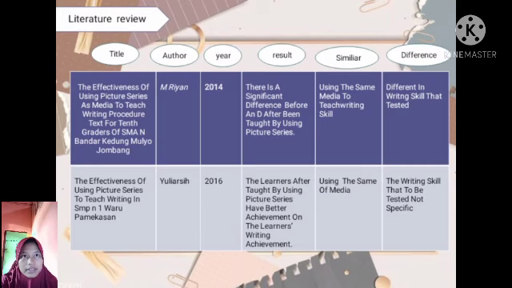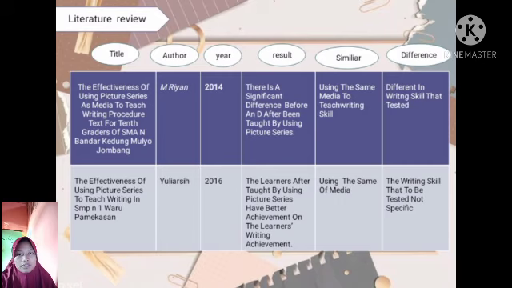For the literature review, I have read two journals that relate to my research title. The first journal is titled the effectiveness of using picture series as a media to teach writing procedure text for 10th grade of the senior high school, Bandar Kedung Mulyo Jombang. The author is Muhammad Rian, and the year of the journal is 2014.